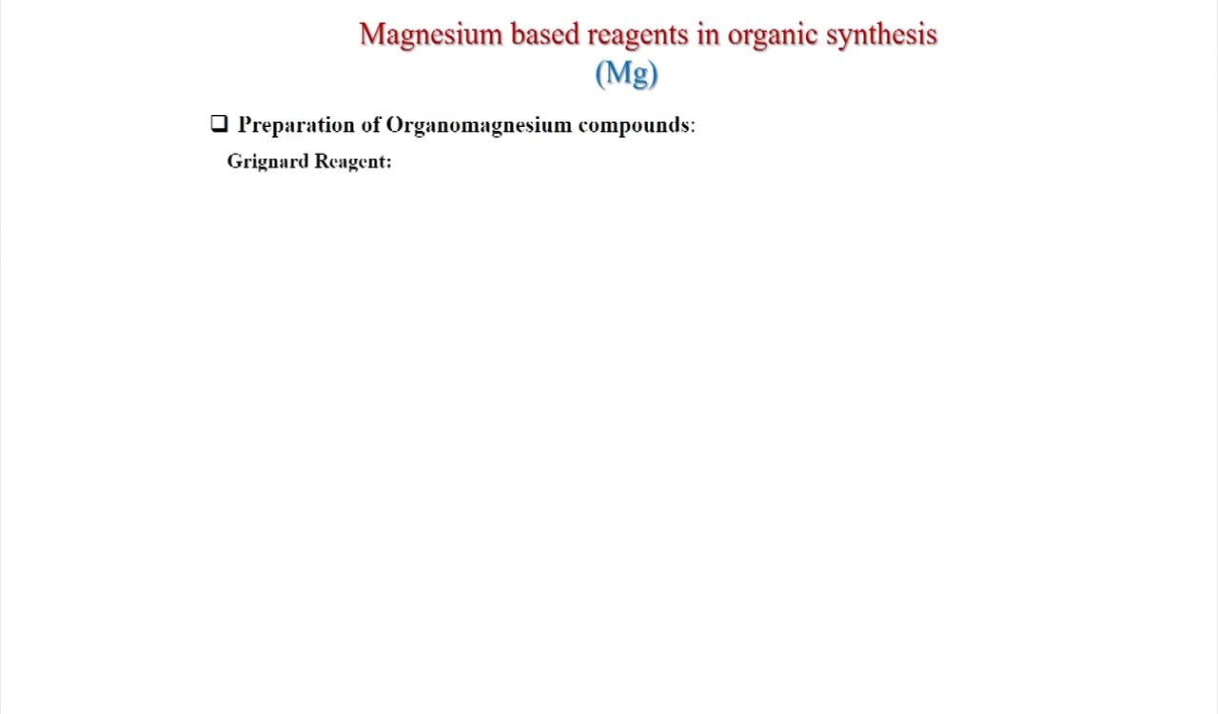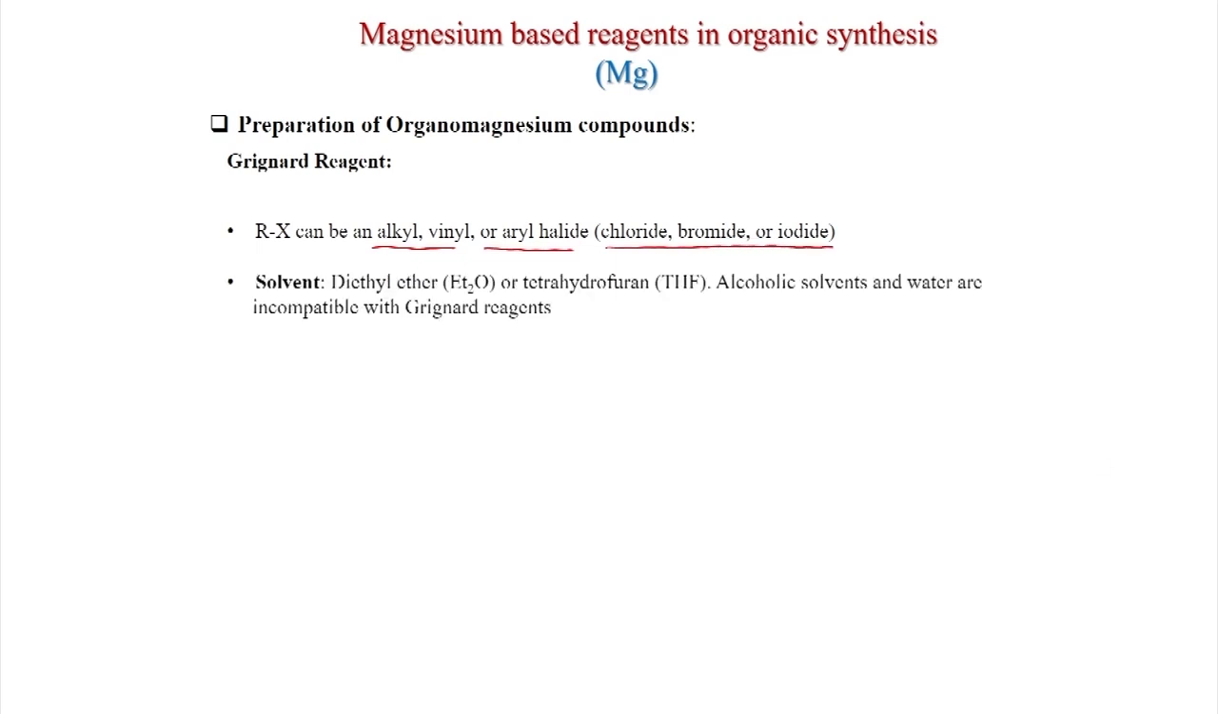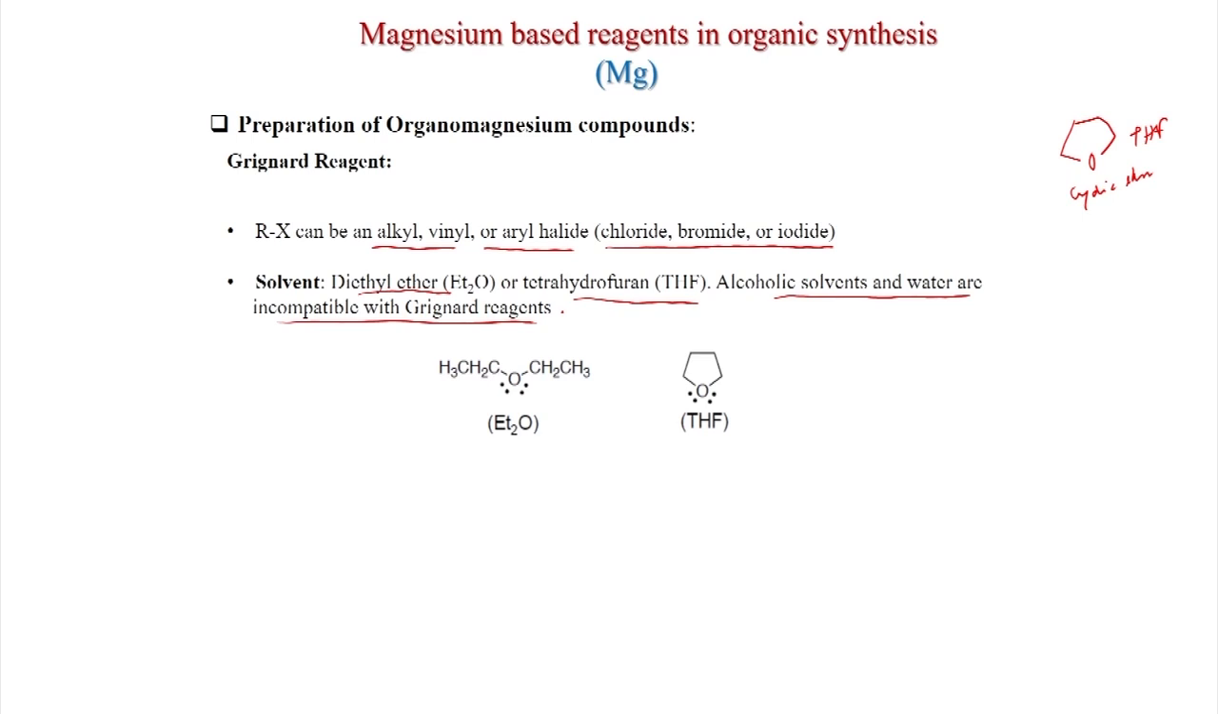Preparation of organomagnesium compounds, Grignard reagents, we already discussed. Now RX can be an alkyl, vinyl or aryl halide: chloride, bromide, iodide. Solvent: diethyl ether, this is the ether solvent, or tetrahydrofuran. So this is tetrahydrofuran, this is a cyclic ether. Alcoholic solvents and water are incompatible with Grignard reagents. This is the structure of diethyl ether, two ethyl groups are there, and this is the cyclic ether, tetrahydrofuran.